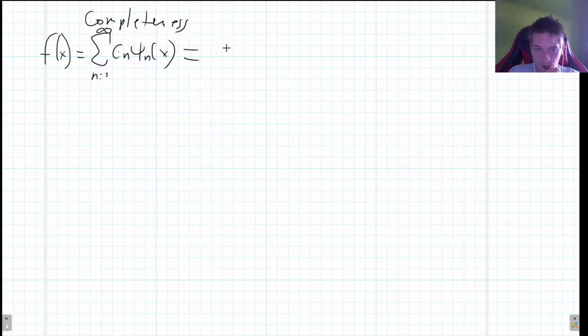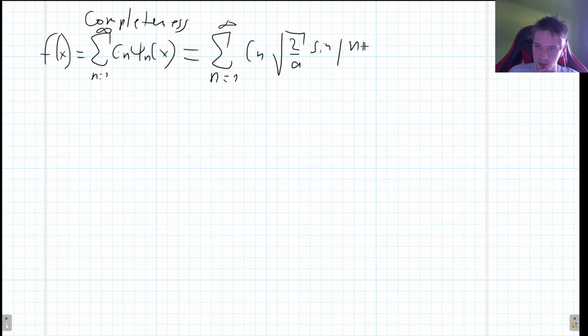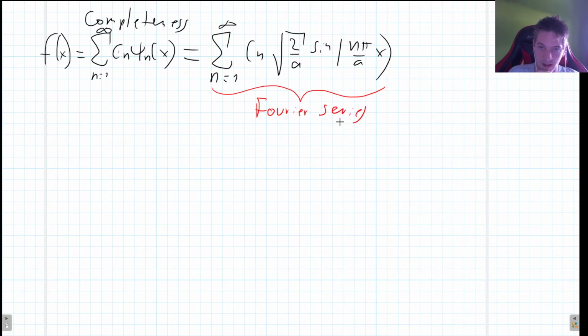So what are those solutions? Let us write down our psi of n. This is going to be 2 over square root of a sine of 2 pi over a x. Now this, as some of you may recognize, is just the definition of a Fourier series. And remember, a Fourier series tells you that you can build any function with this series. That's basically the whole idea of the Fourier series.